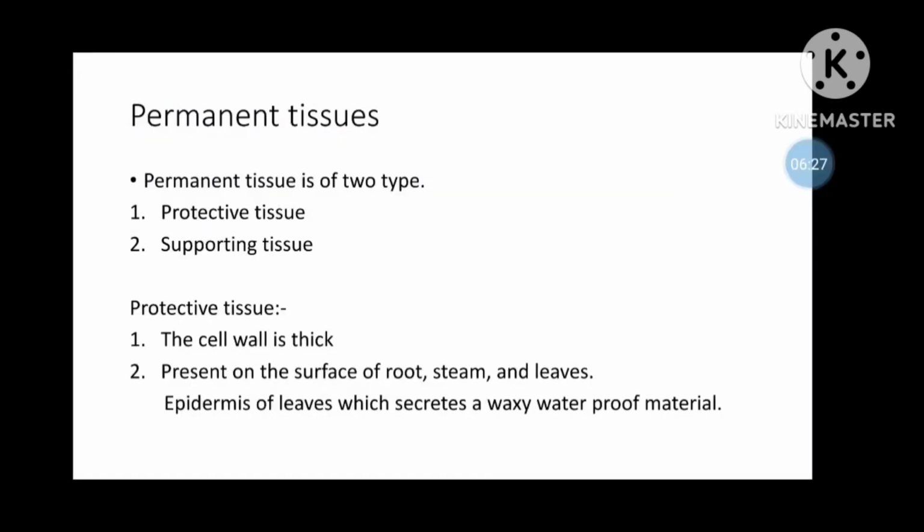Now, come to the next slide. Permanent tissue. Permanent tissue is of two types. One is your protective tissue and second is your supportive tissue. Protective tissue has thick cell walls, and this protective tissue is present on the surface of root, stem and leaves. You know, the epidermis of the leaf secretes a waxy waterproof material which protects the leaves from water.